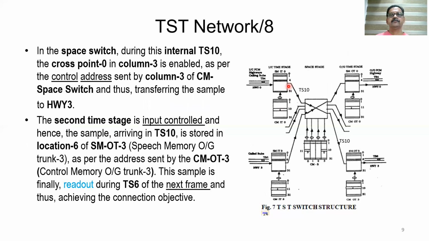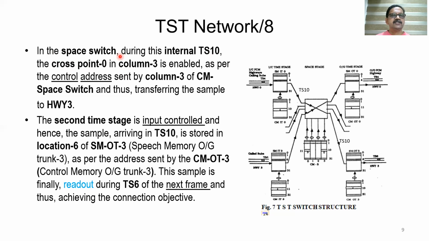Further we will look. In the space switch, during this internal TS10, the cross point 0 in column 3, so this is TS10. This is the cross point 0 of the control memory space switch, column 3. This is column 3 because you are switching the highway to highway 3.